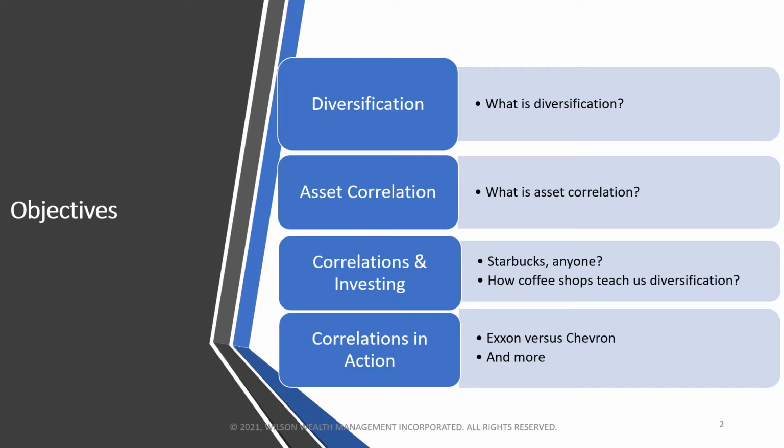Our overall objectives will be to take a look at what is diversification? How does that differ from asset correlations? Then we'll look at a few examples to sort of bring how asset correlation and diversification come through in the real world, both from a common sense perspective and from an actual investing, building a portfolio side of it as well.